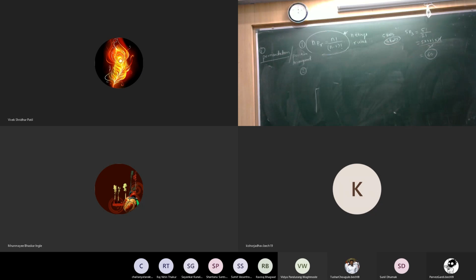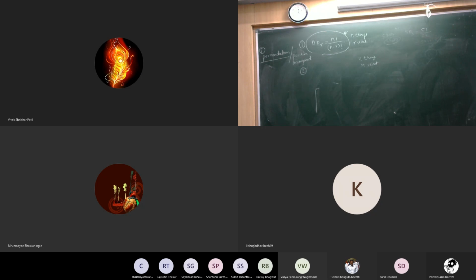Okay, so using those 5 things, we can do the arrangement 60 times. So 60 arrangements are possible. Now consider the case where all things are selected. There are n things, and all of them are selected, meaning r is equal to n.